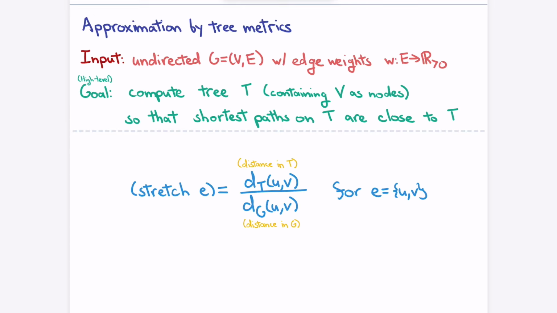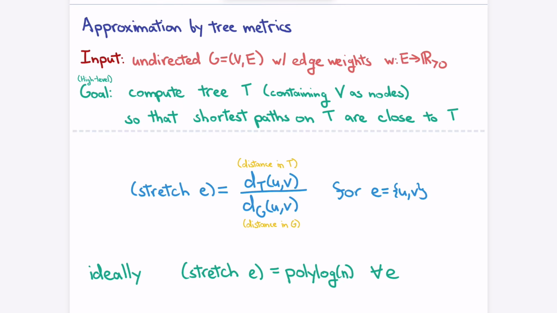So for an edge in our original graph, or it could be a pair of vertices in the original graph, we'll define the stretch as the distance in the tree we make divided by its original distance. And our tree distances will always be greater than or equal to these, so this will always be greater than or equal to 1. But we want it to be as small as possible. So ideally, maybe we can get stretch of every edge to be log n, log squared n, or log cubed n or something like this.